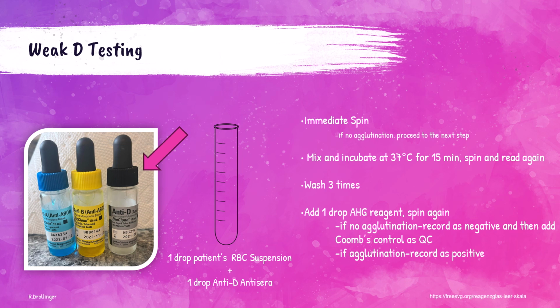If it's negative and you're performing a weak D test, then you want to mix the tube again and incubate at 37 degrees Celsius for 15 minutes. After that 15-minute incubation, spin again in the centrifuge. Read again and record results. Then, after that step, wash the cells in the tube 3 times, either manually or with an automated cell washer. After the washing steps, add 1 drop of anti-human globulin, or AHG reagent, to the tube and spin again. If no agglutination, record as negative and then add Coombs control to ensure that the AHG reagent is properly working. If there is agglutination, record as positive.